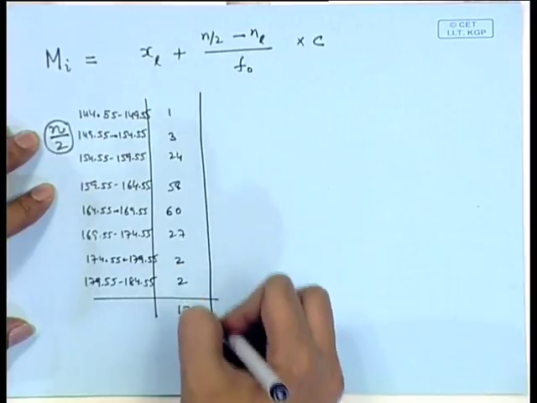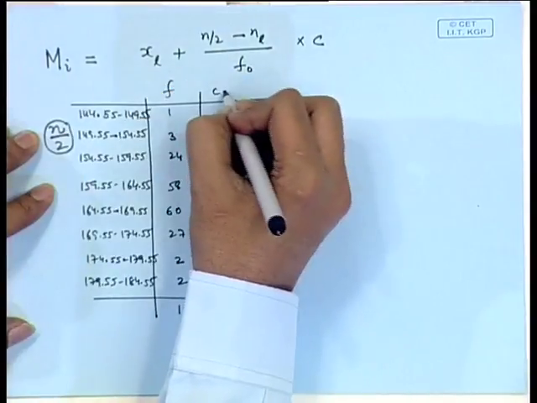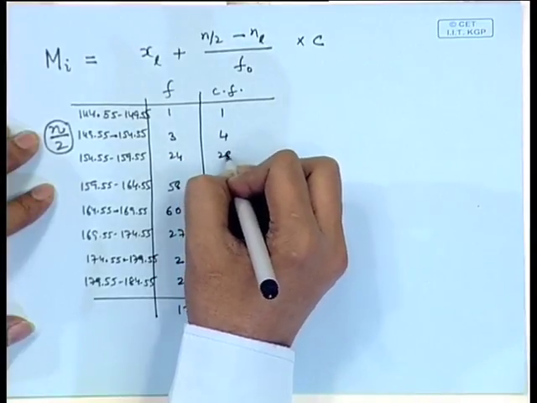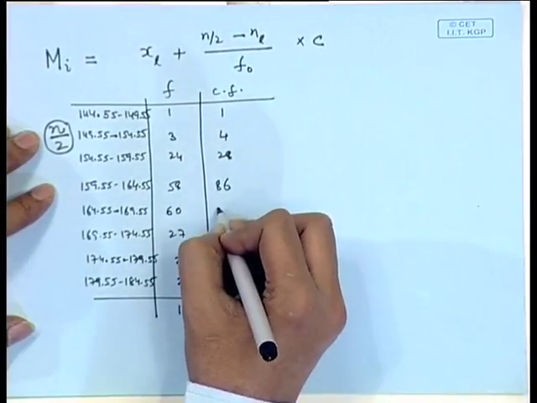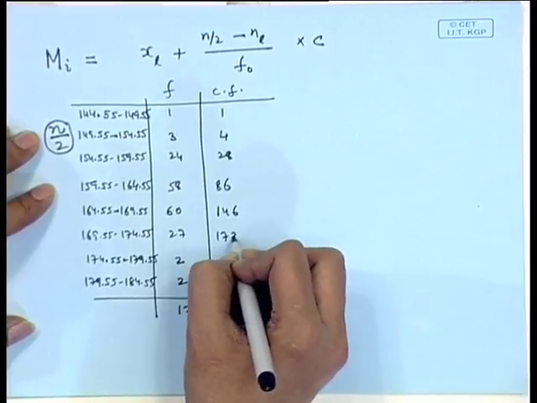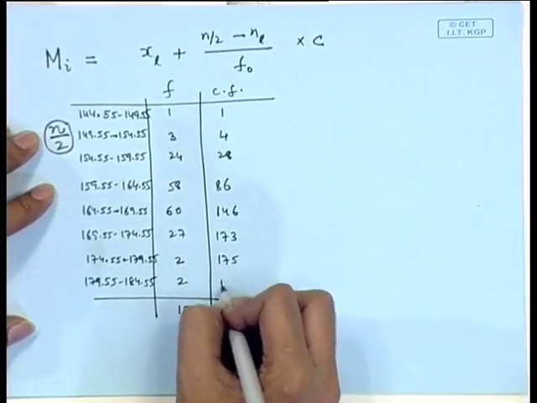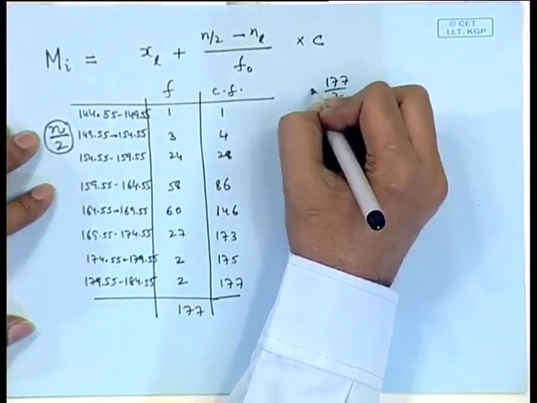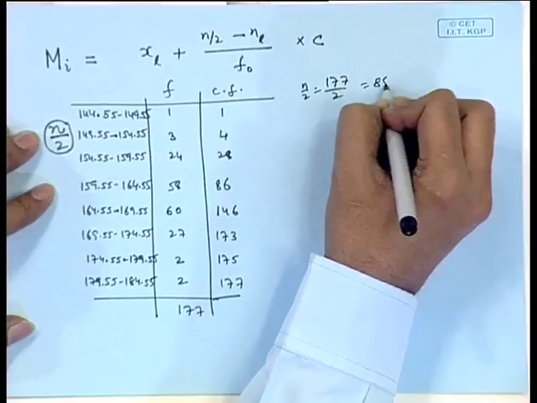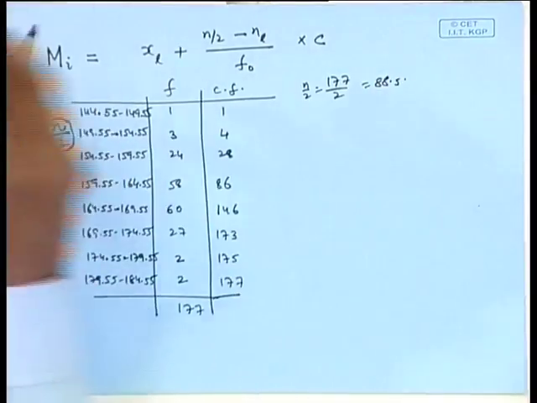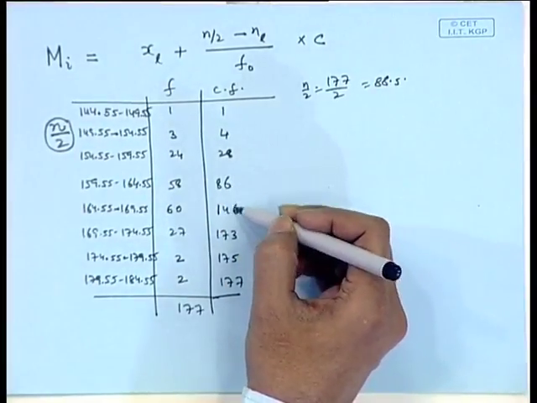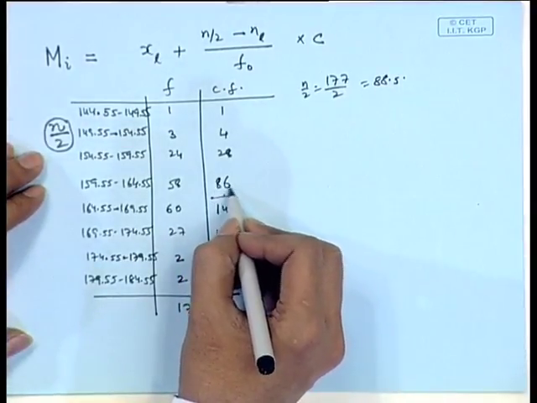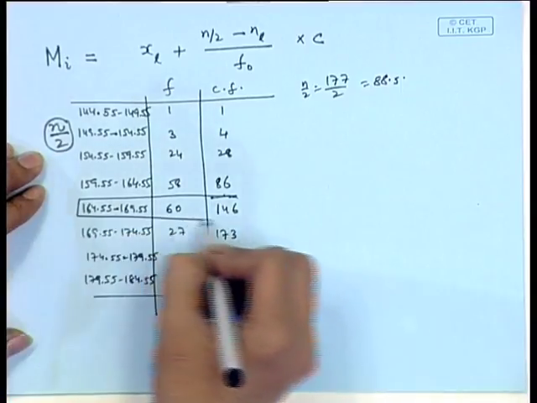So, what we do? We calculate the cumulative frequencies, that is 1, 4, 28, 86, 146, 173, 175, 177. So, we look at what is 177 by 2, that is n by 2, that is 88.5. 86 is here, so 88.5 is above this. So, this is called the median class.